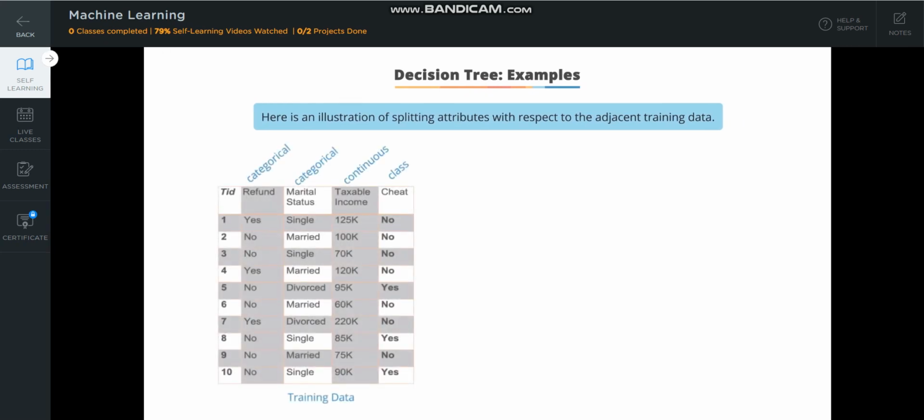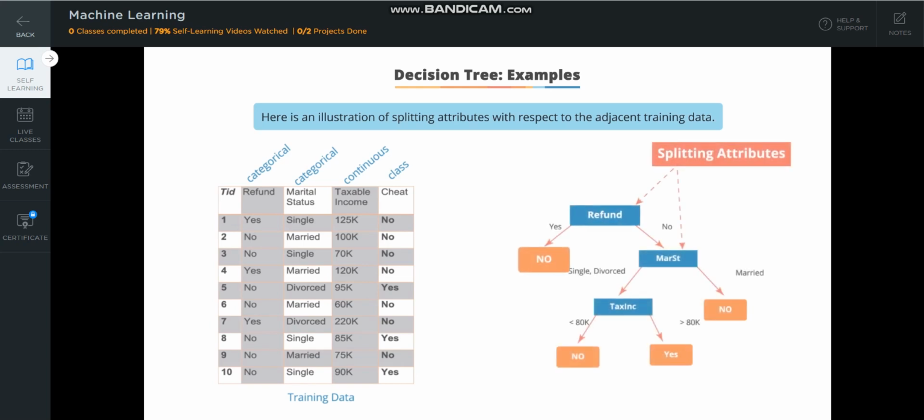While using the training data, you can observe that when refund is yes, then cheat is no. If not, check marital status. If marital status is married, then cheat is no. Next, check for taxable income, and if that is less than $80,000, then cheat is again no, else cheat is yes. So, from this example, you can observe that a decision is made at each node of the tree, or another condition is being checked to make the decision more accurate.